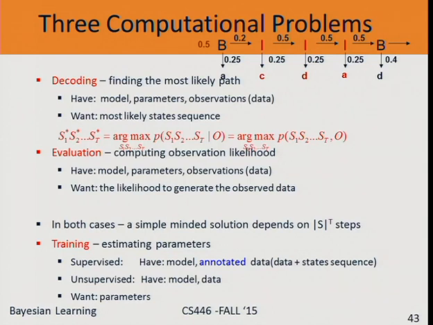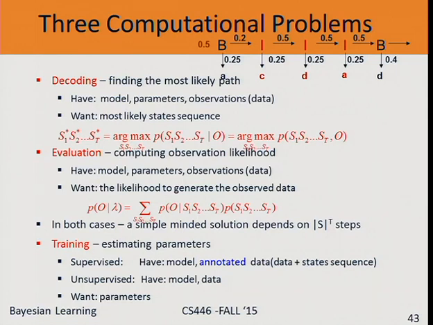A second computational problem could be, given an observation, tell me what's the likelihood of this observation. So again, I have the model and the parameters, I have data, the observations, and give me the likelihood of generating this data. So what's the probability of O, a given sequence of observations, given the parameters? So P of O given S times P of S, and I'm going to marginalize over all possible S's here. Right? So this is another potential computational problem.